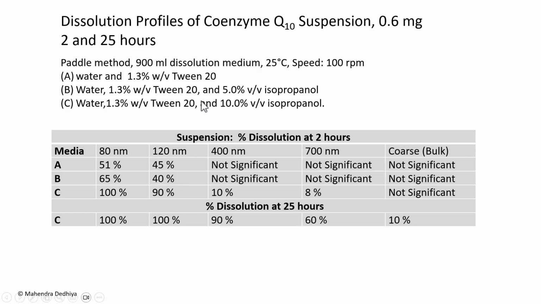When isopropanol is increased to 10%, 100% of the drug is dissolved at 80 nanometer, 90% at 120. A small amount of drug from 400 nanometer and 700 nanometers is also dissolved. And in media C at 25 hours, 80 and 120 nanometers show 100% dissolution. 400 nanometers shows significantly better dissolution. However, 700 shows incomplete dissolution.